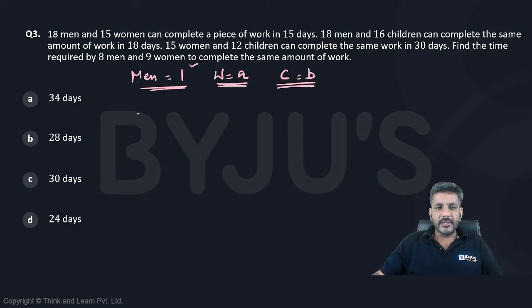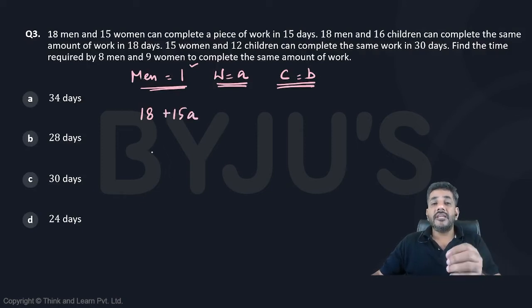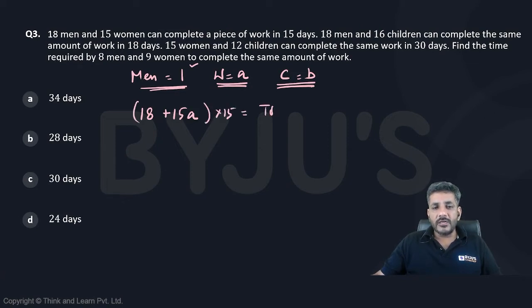It says 18 men, so they will make 18 units, and 15 women, they will make 15A units. So they will make a total of 18 plus 15A units in a day. He says they can complete a piece of work in 15 days, right? So can I say if they work for 15 days, this is equal to the total work? I hope you get my point. 18 plus 15A into 15 is the total work.